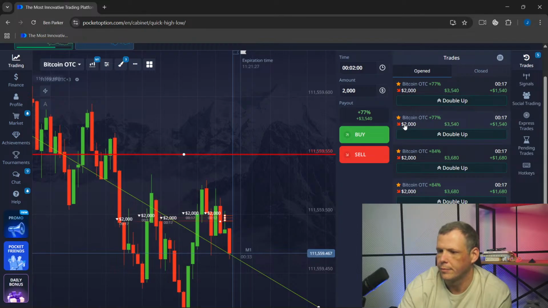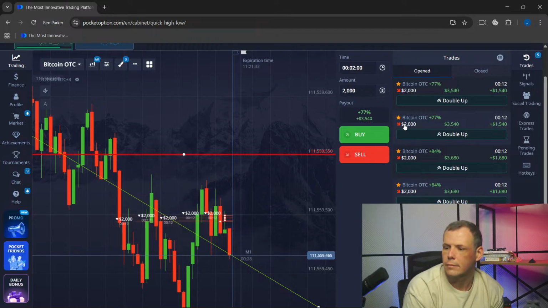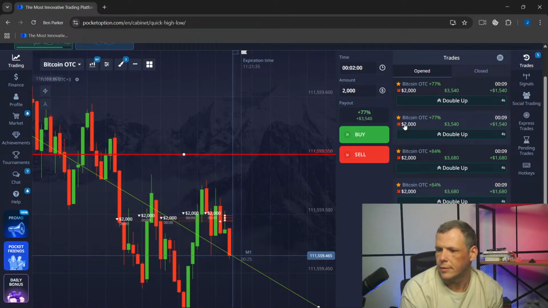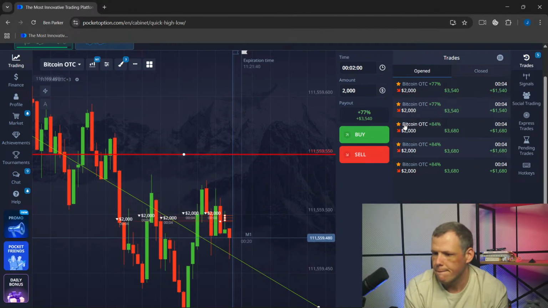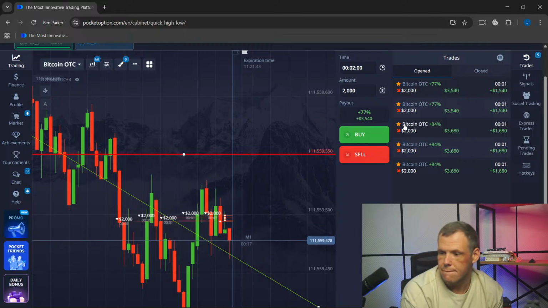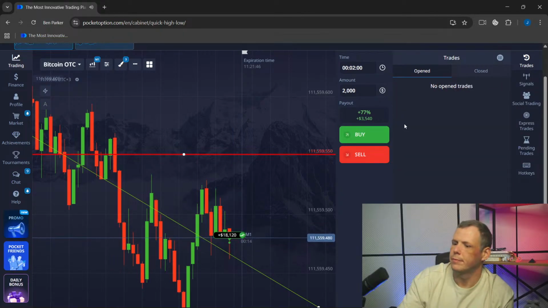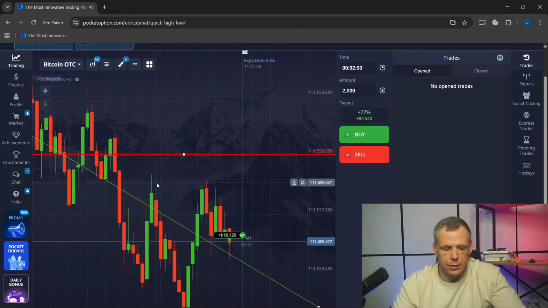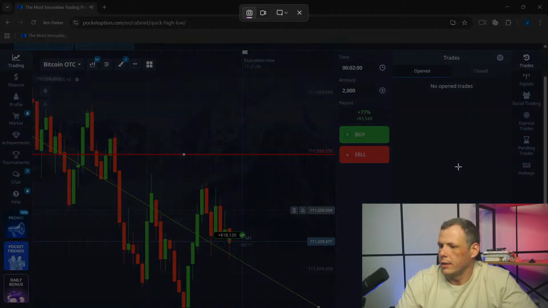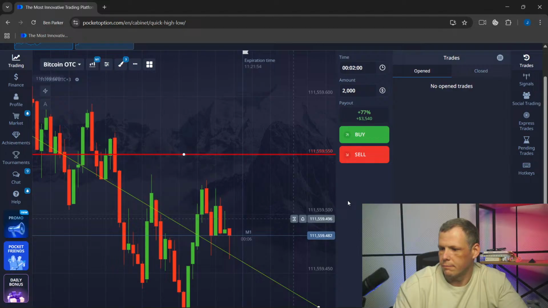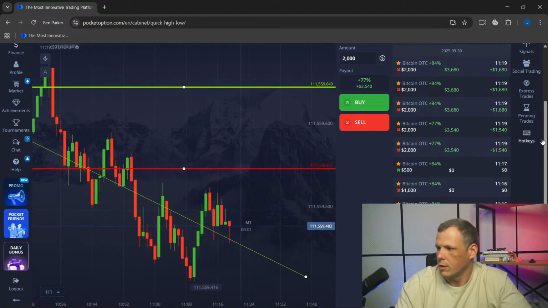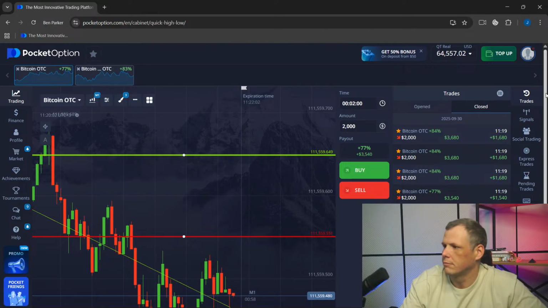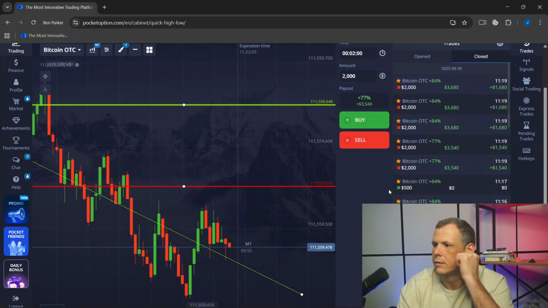I think we got it. Okay. Yep, we got it. Sweet entry, sweet trade. Boom. $18,120. Where are we at? 64,000. That was a beautiful trade.